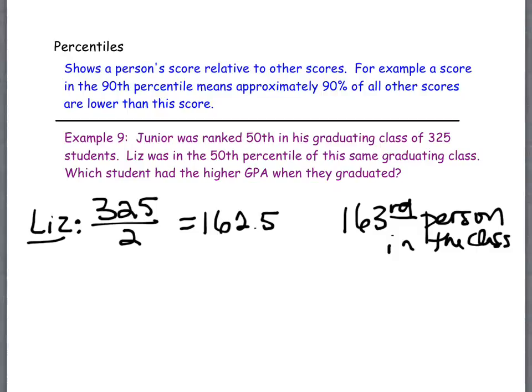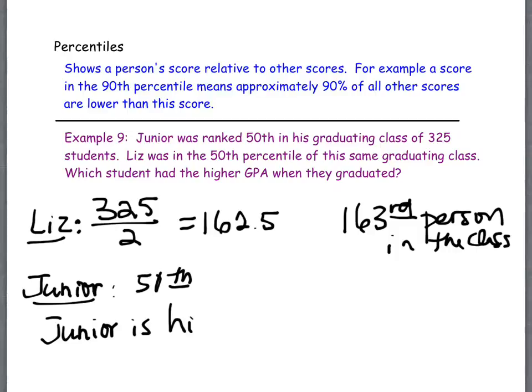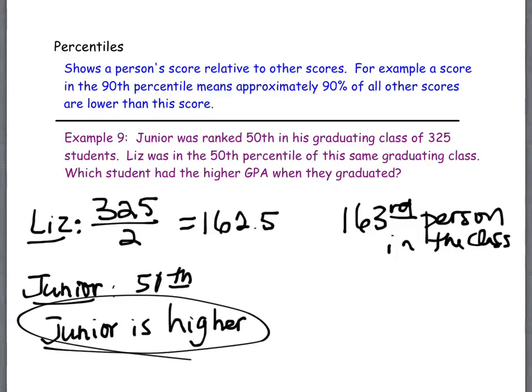How does that relate to Junior? Yeah, it says he was ranked 50th. So he's above 163, right? Yeah. So Junior is ranked higher. Because he's the 50th person in order from highest GPA to lowest GPA. He'd be the 50th highest, right? We would always talk about the first person in class being the top grade, not the smallest, if you were thinking about that sort of maybe backwards. So he has the 50th highest GPA, where she has the 163rd highest GPA.